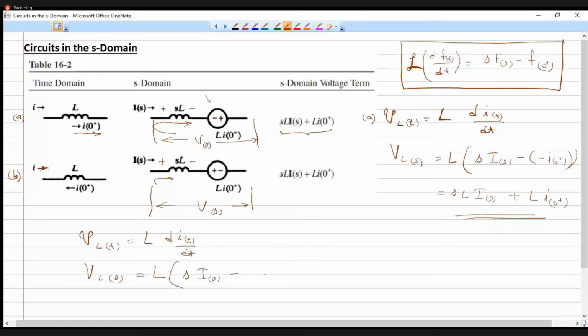So what is the initial current here? Now I am traversing in this manner, right? So it will have the same quantity, right? So it will be plus 2 minus. So that will be equal to S into I of S minus I naught.